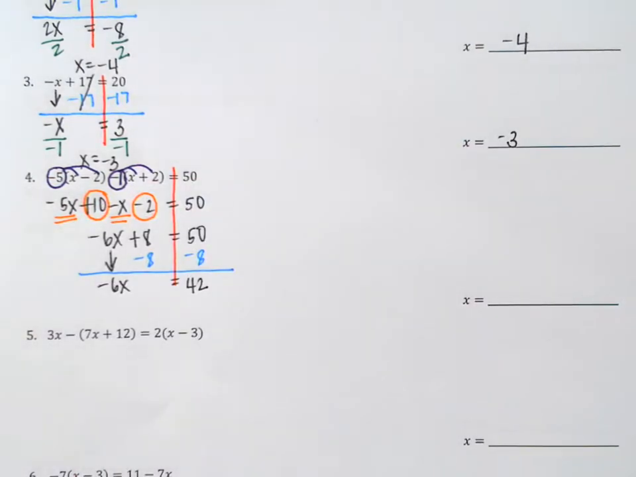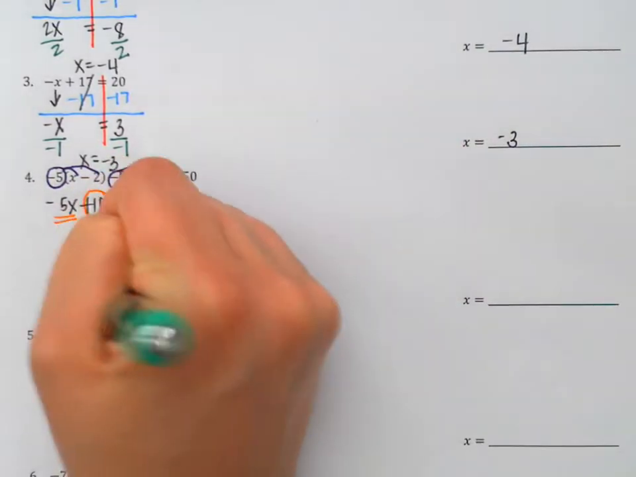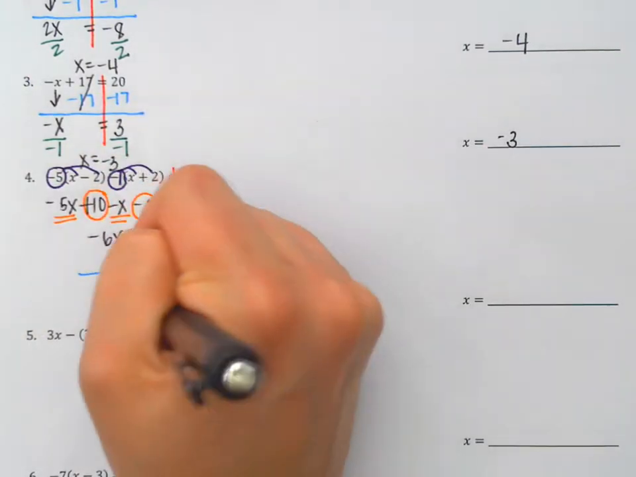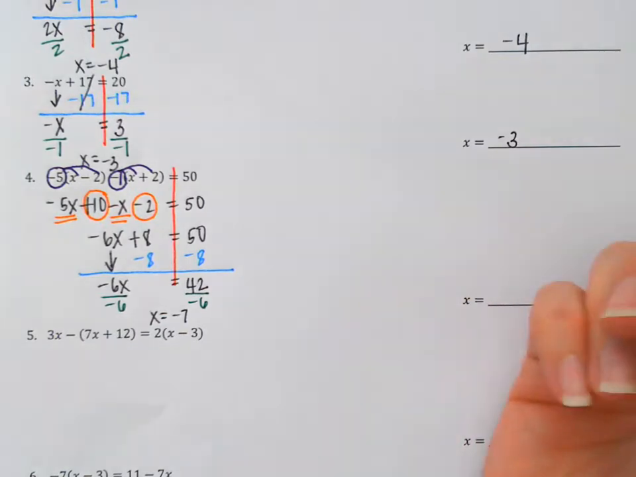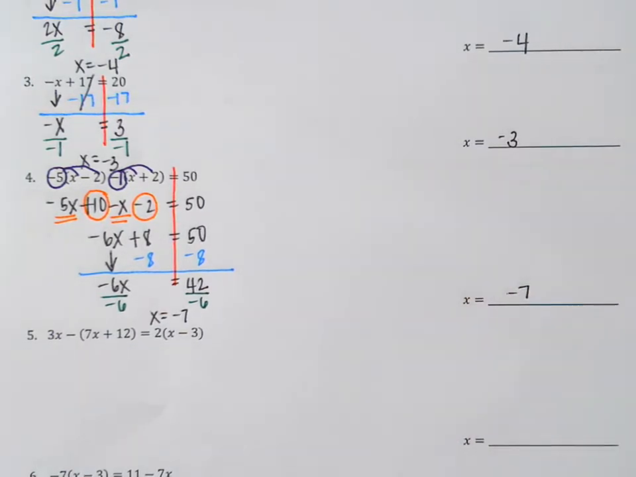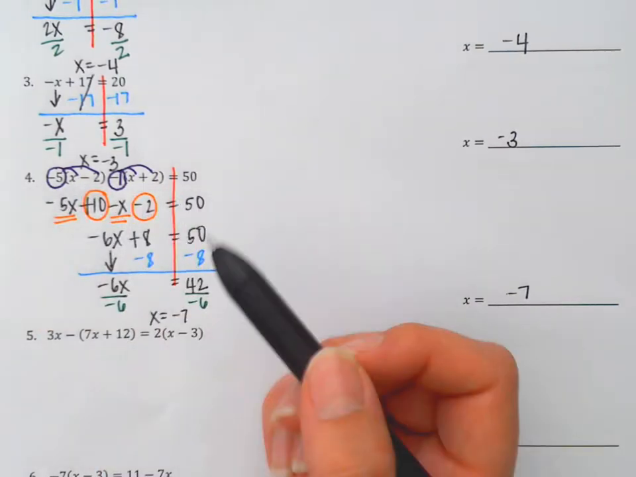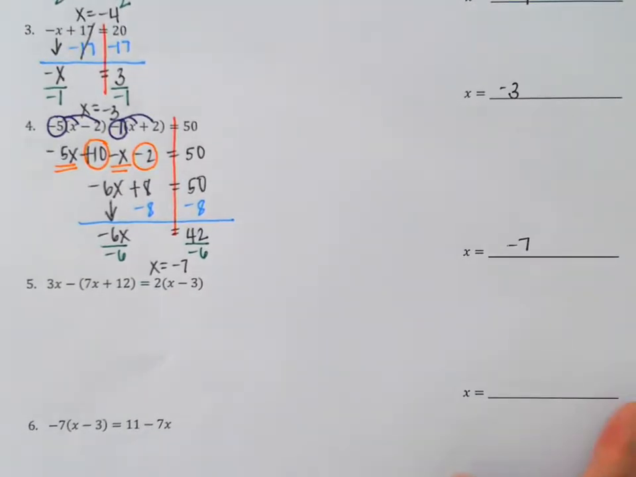And then to get x by itself, our final step, negative 6 is being multiplied. So to undo multiplication, we divide both sides by negative 6. And I get x is equal to negative 7. Remember, you guys can always check your work by plugging it back in. If when you simplify, you get 50, then you did it correct. Okay, on to the next one.